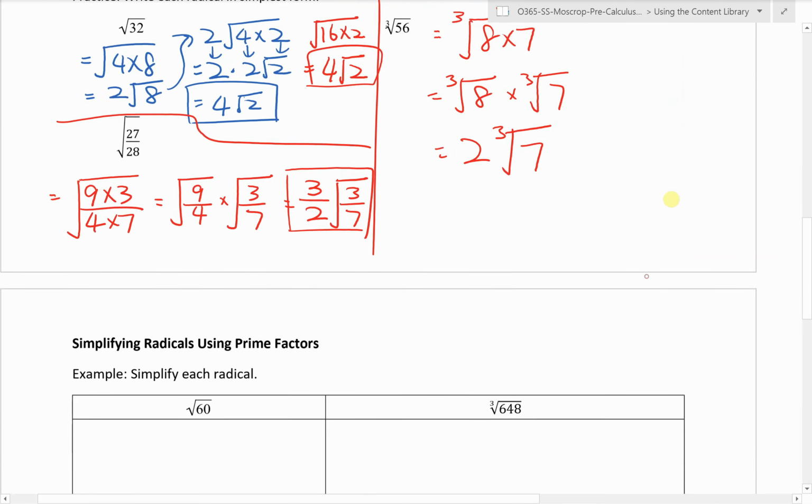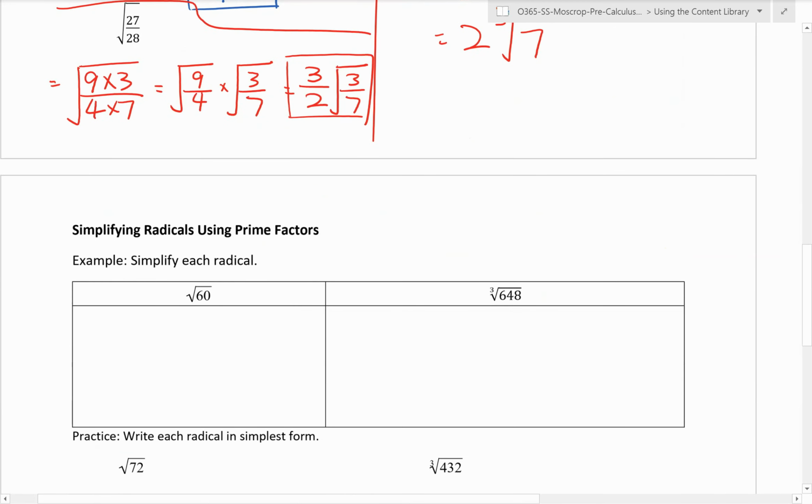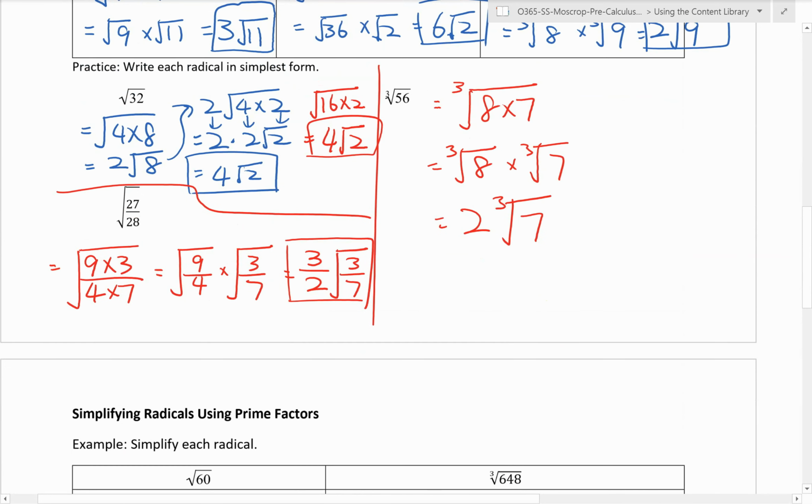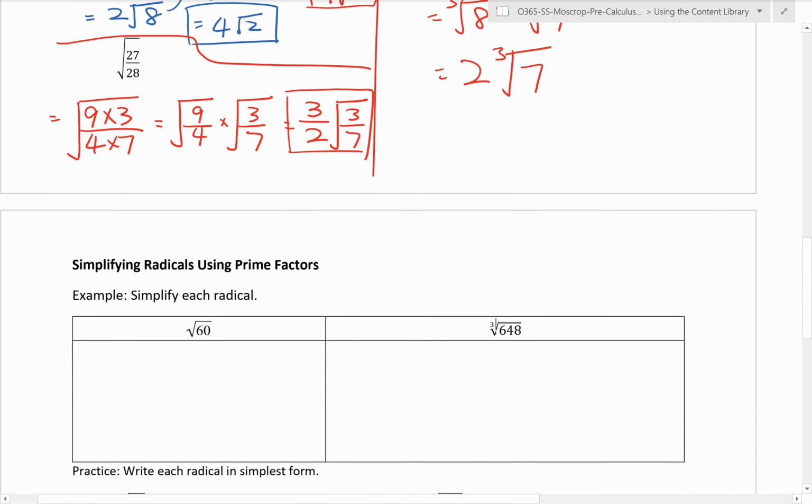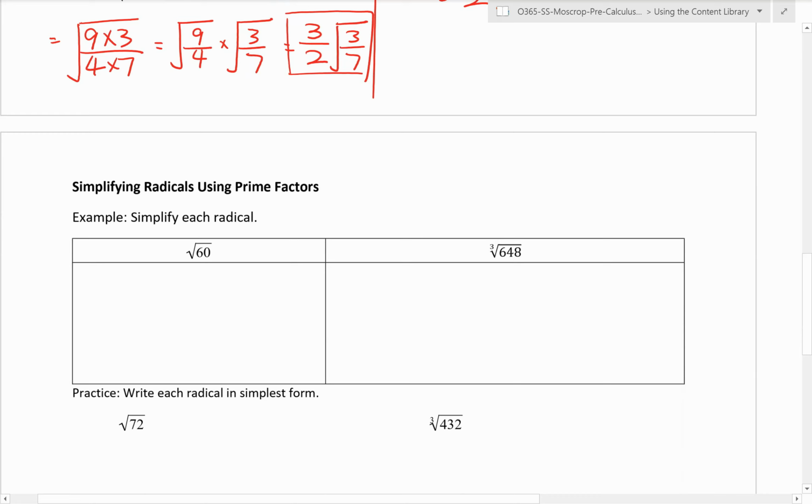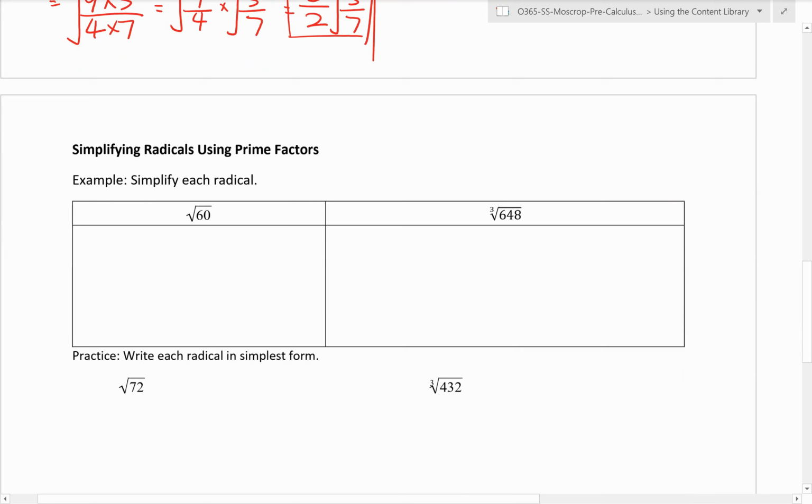If you go to the next page, you can see we now have some bigger numbers. It's sometimes more challenging to look for factors of 648. That's also a perfect square. So I'm going to show you a different method, using prime factors. Prime factorization, which you learn in math 8 for sure. A factor tree, so I'm going to show you.